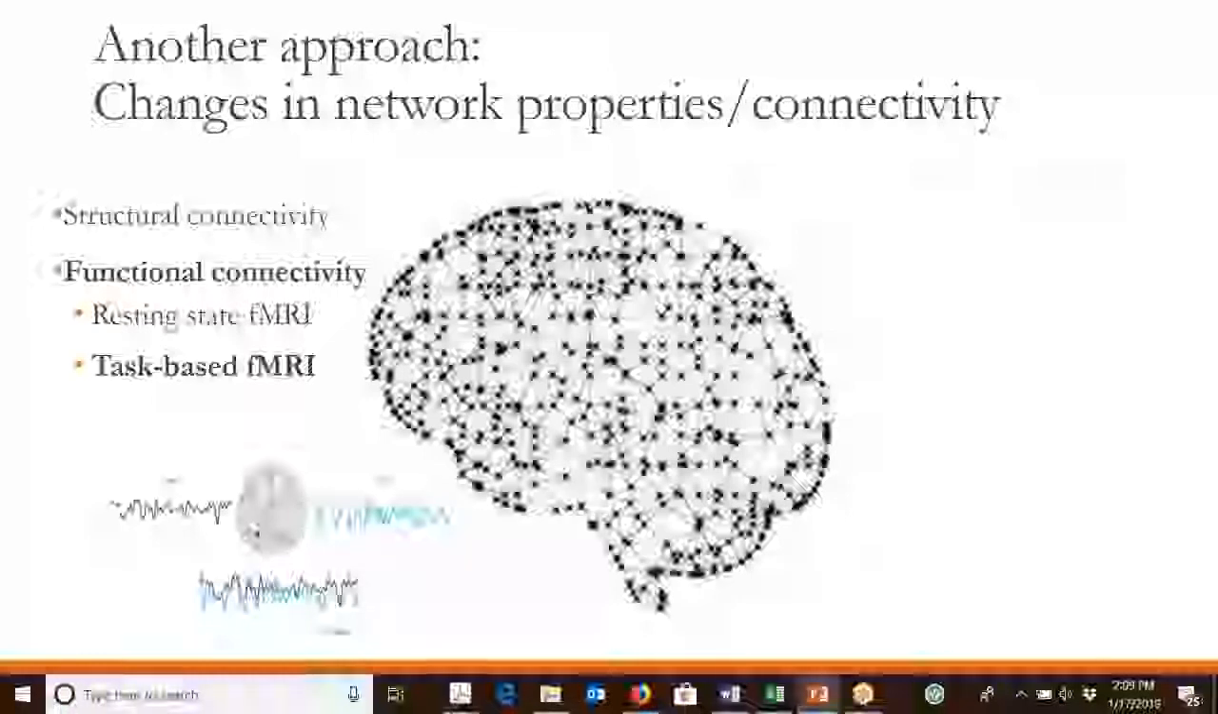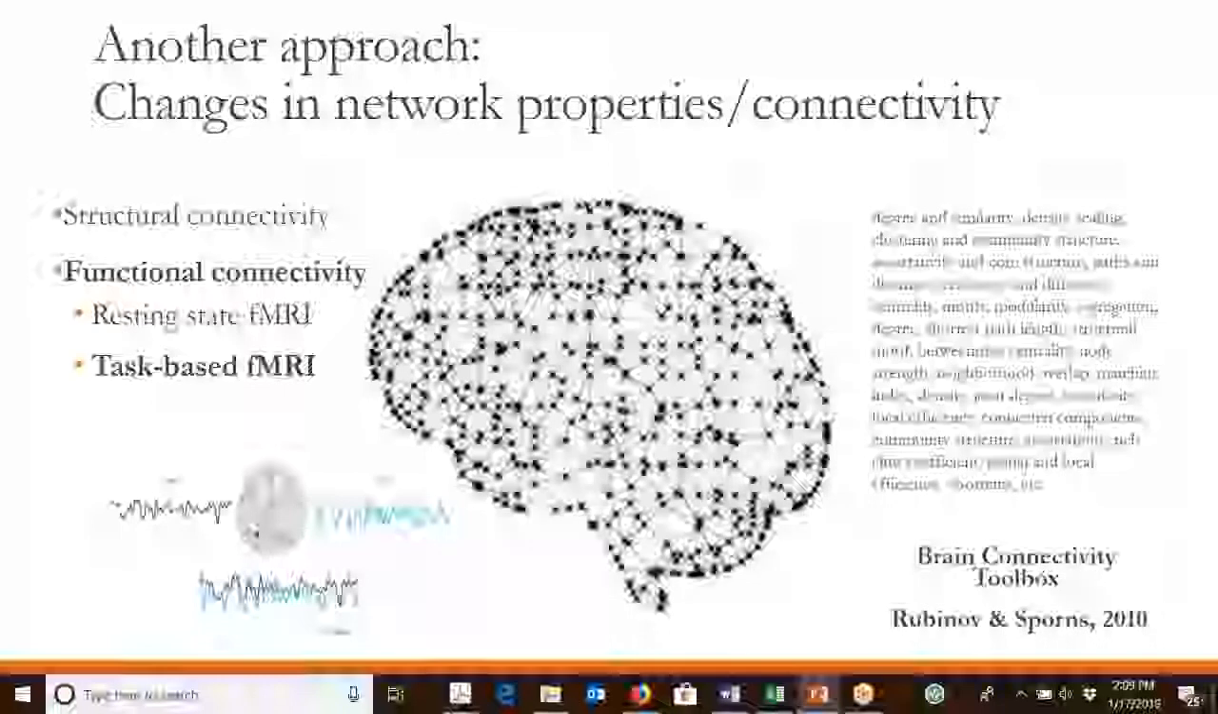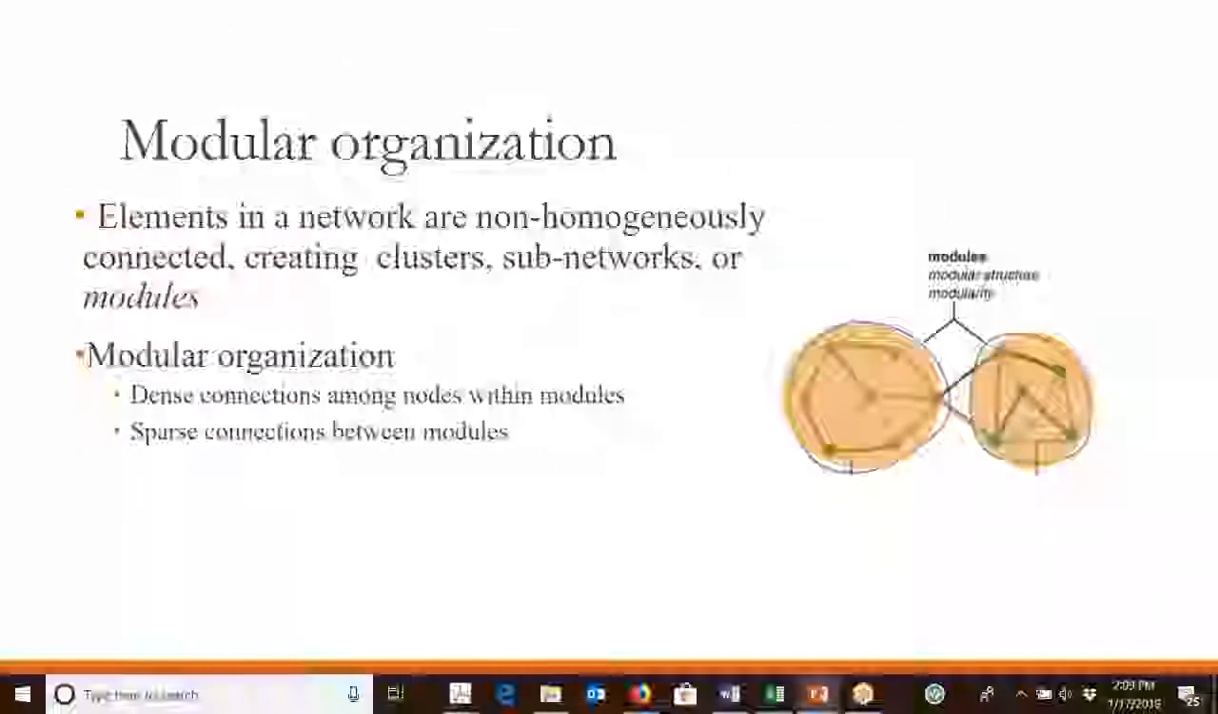There are a number of different ways of evaluating the network properties of the brain, these connectivity relationships between brain areas. This is a list of some of the different characteristics of networks that people have analyzed, and this is a commonly used analytic toolbox that is used to evaluate these properties. We're going to be focusing on the notion of modularity, and we're going to be interested in evaluating the changes in the modular organization of the functional brain network.